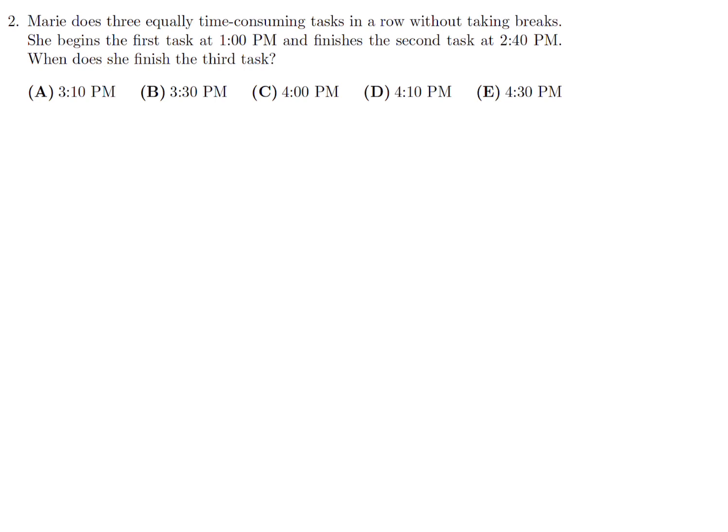Marie does 3 equally time-consuming tasks in a row without taking breaks. She begins the first task at 1 p.m., finishes the second task at 2:40 p.m. When does she finish the third task? So she starts at 1 p.m. So let's say that's obviously task number 1. And then she'll finish task 1, and then finish task 2, and then finish task 3 at equal intervals. And they tell me that she finishes task 2 at 2:40.